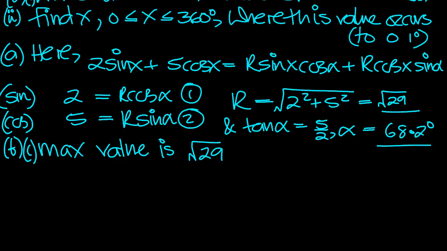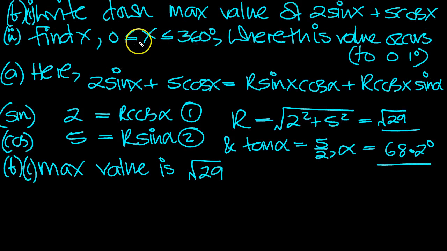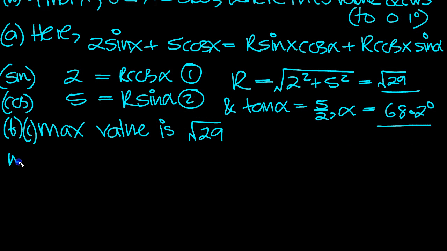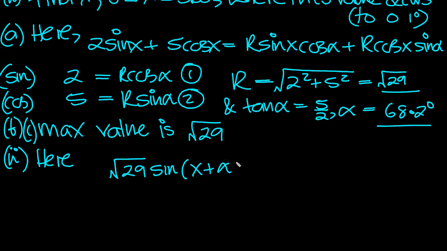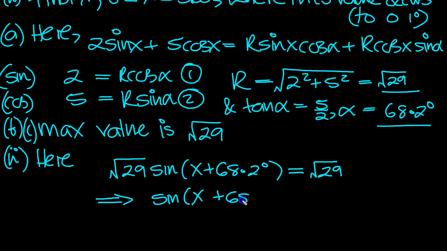Then it says find the x value between 0 and 360 where this maximum occurs. So here, part 2. Root 29 sine (x plus alpha), which is 68.2, so we might as well put it in: 68.2 degrees is equal to root 29. Divide by root 29 on both sides, so sine (x plus 68.2 degrees) equals 1.